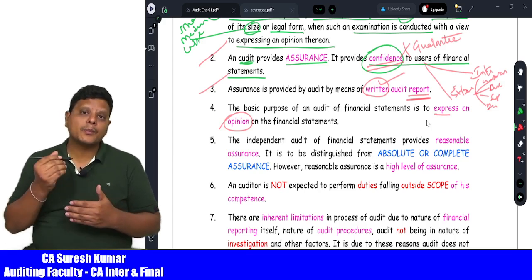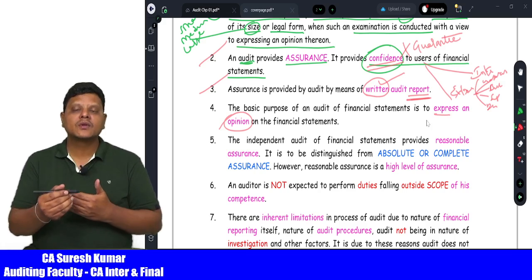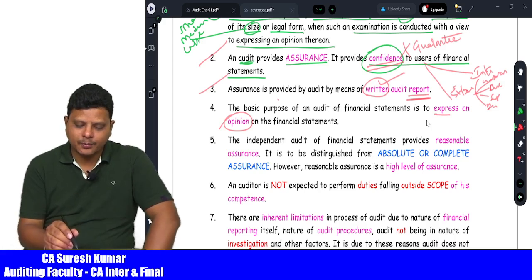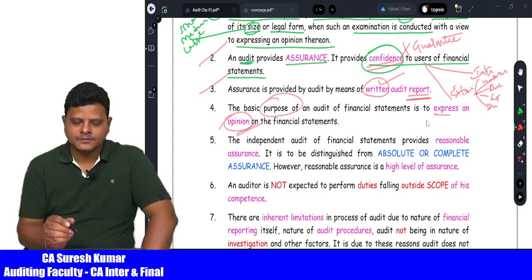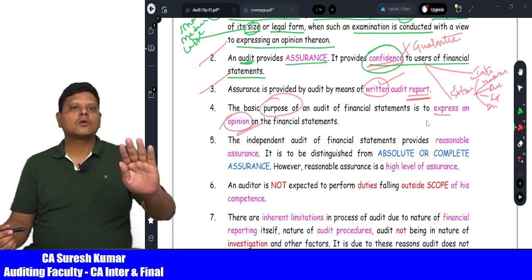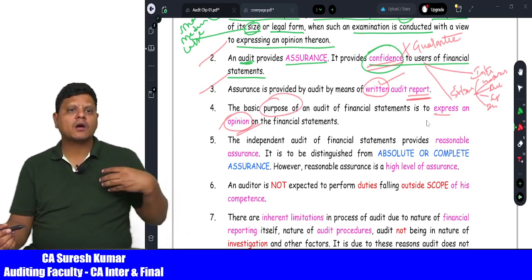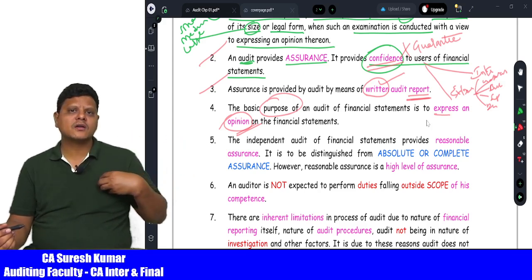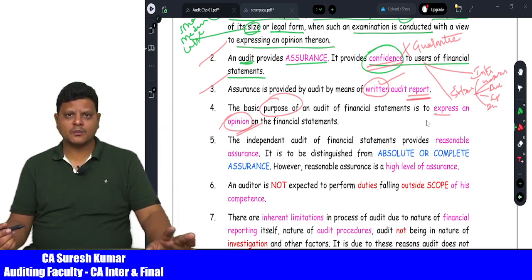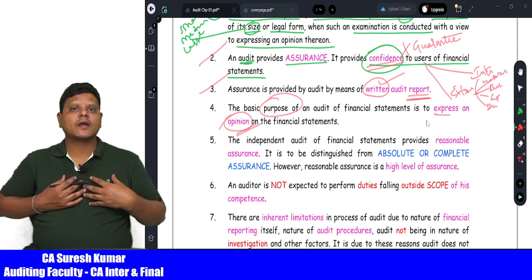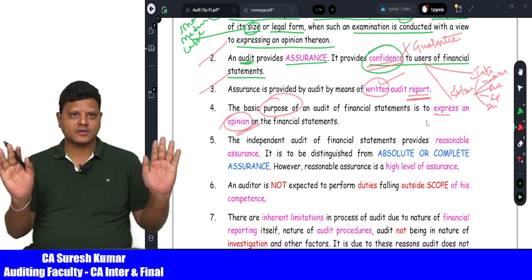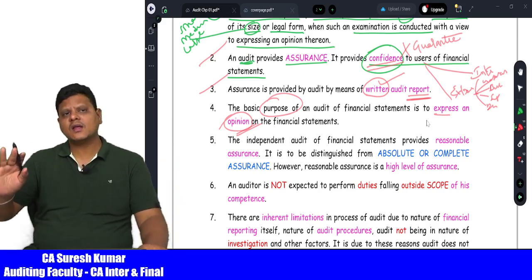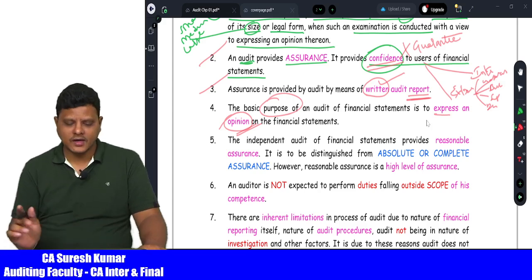or basic purpose of audit, why am I doing audit? In order to give the opinion on financial statements. So the basic purpose of audit is to give opinion. I am not doing audit to give guarantee to anyone. I am not doing audit just to satisfy somebody. I am not doing audit just to tell something about the company. I am doing an audit to express opinion on the financial statements. What kind of opinions we should give, we'll discuss separately in the SA 700 standard.